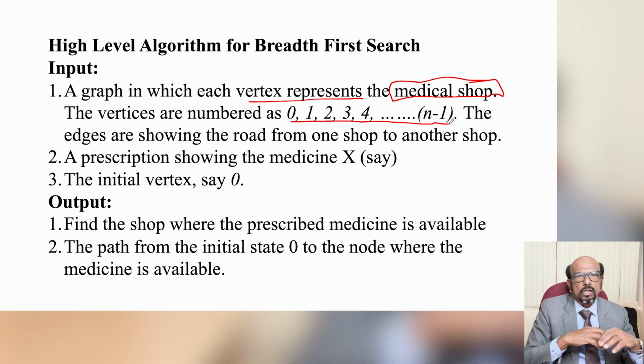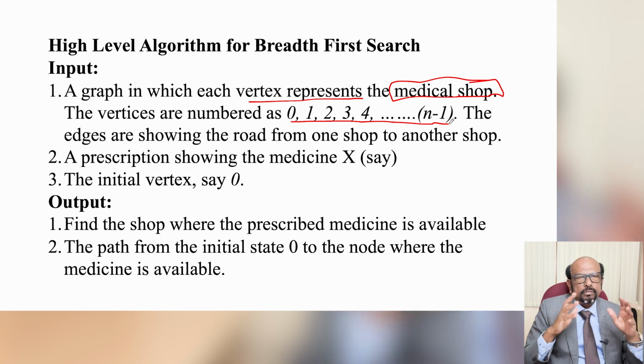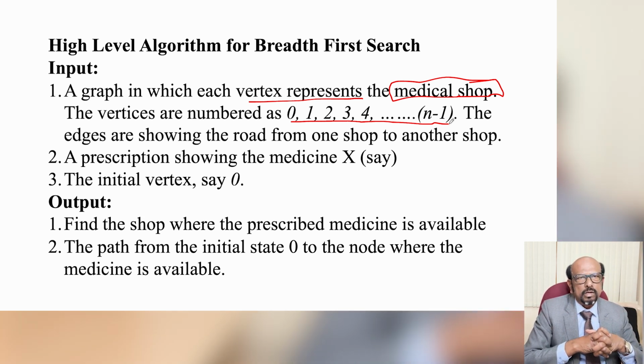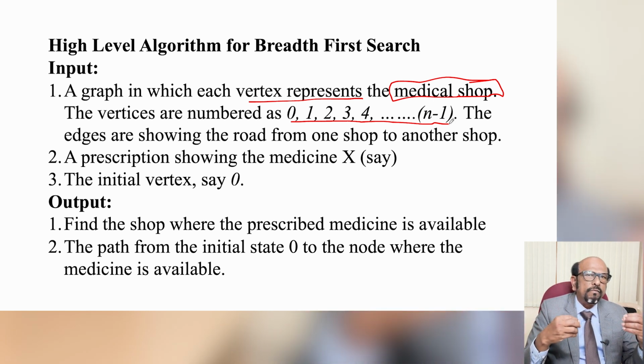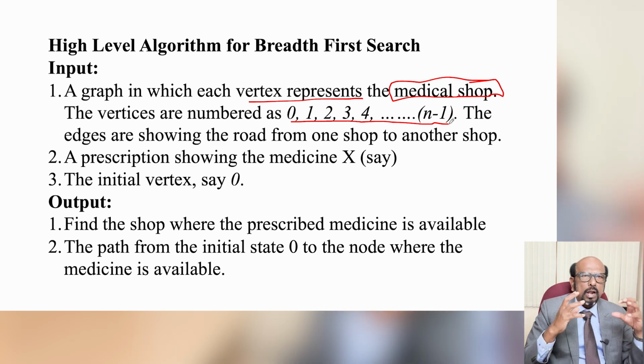So now after searching everywhere, what is the solution? Find the shop where the prescribed medicine is available, if it is available anywhere. The path from initial state 0 to the node where the medicine is available has to be found out. That is the purpose of it, the solution of the problem. If it is not available anywhere, then finally we will declare that it is a failure. The solution is not at all available. So that is how we have input and output.